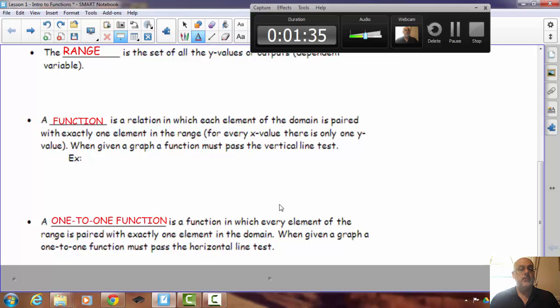Now a one-to-one function is a function in which every element of the range is paired with exactly one element in the domain. So when we're given a graph of a one-to-one function, not only does it have to pass a vertical line test, it has to pass a horizontal line test.